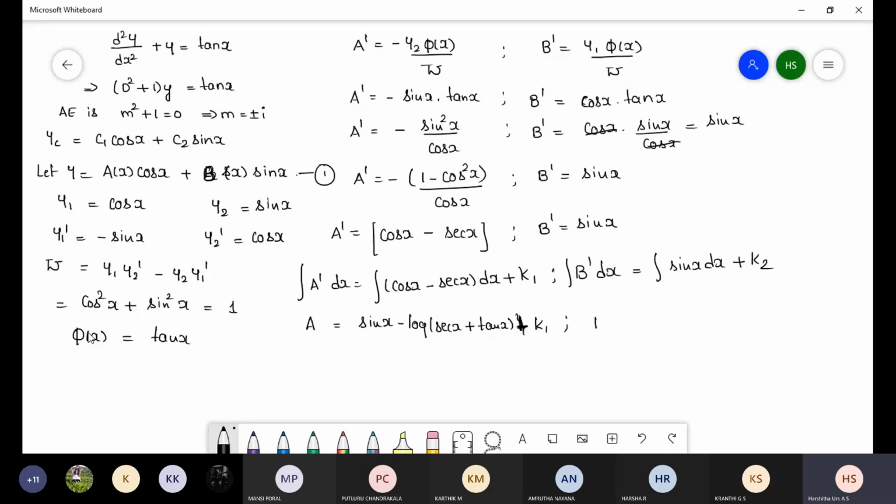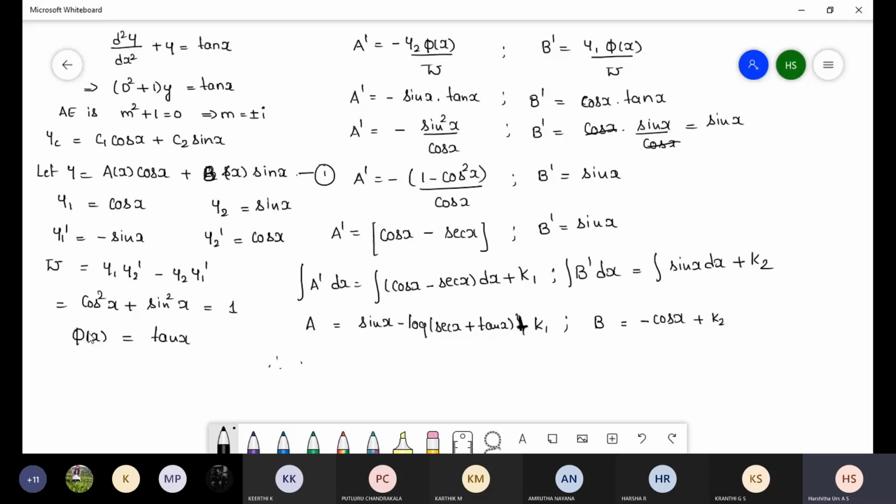Integration of b dash is b. What is the integration of sin x? Minus cos x. Yes, integration of sin x is minus cos x plus k2. Therefore, substitute in the equation 1.